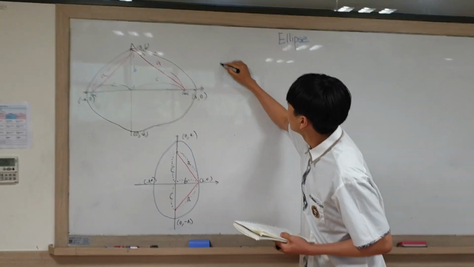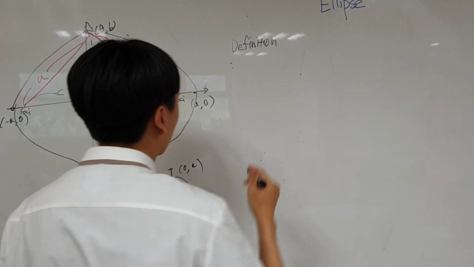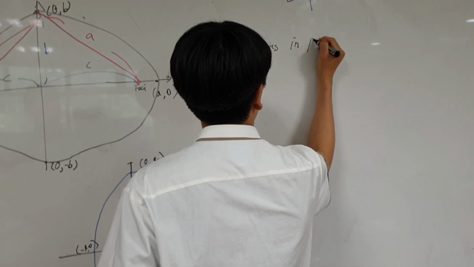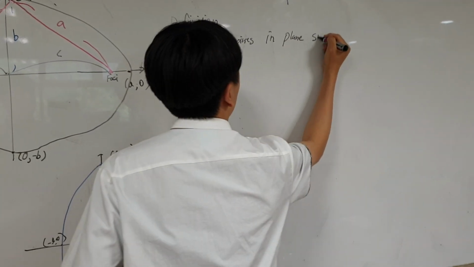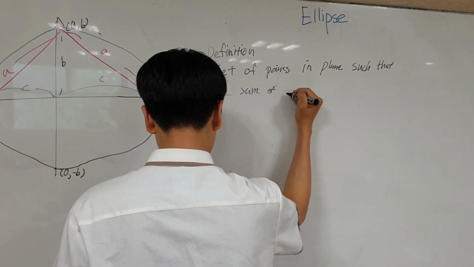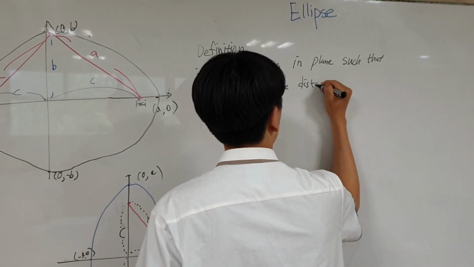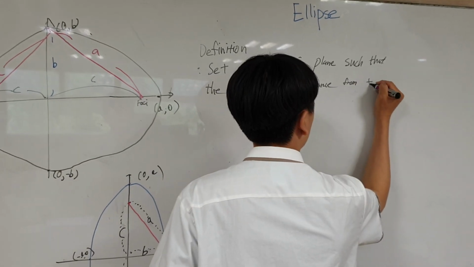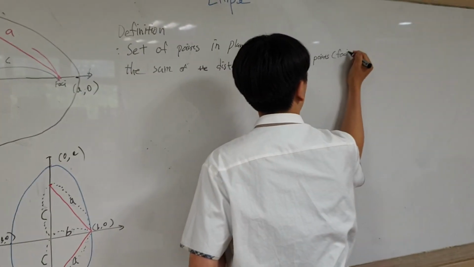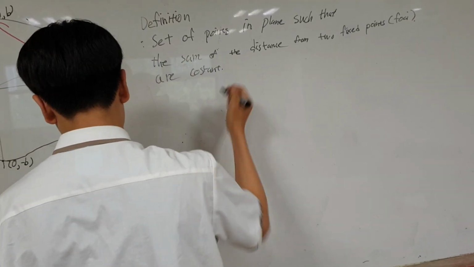Of the ellipse, ellipse. Okay. So it's a set of points in a plane such that the sum of the distances from two fixed points, which are foci, are constant.